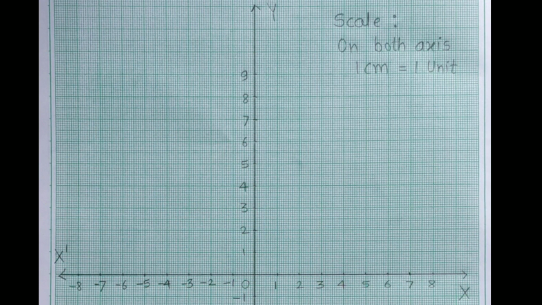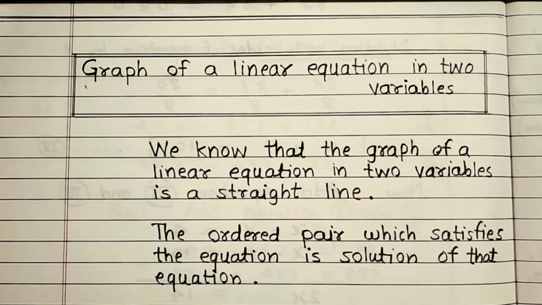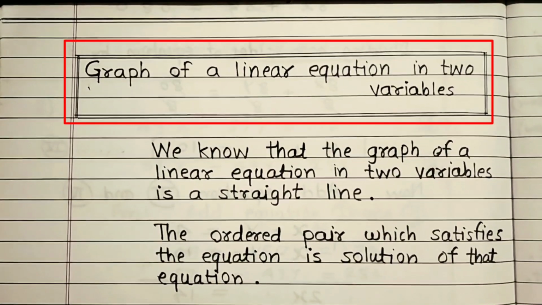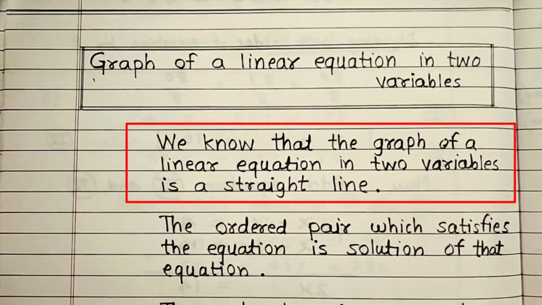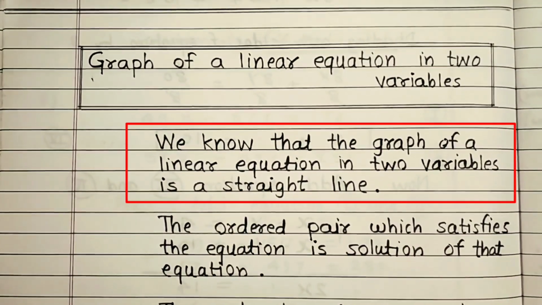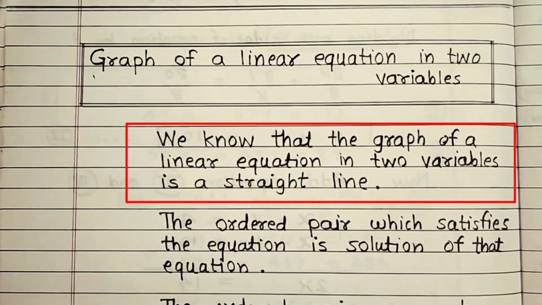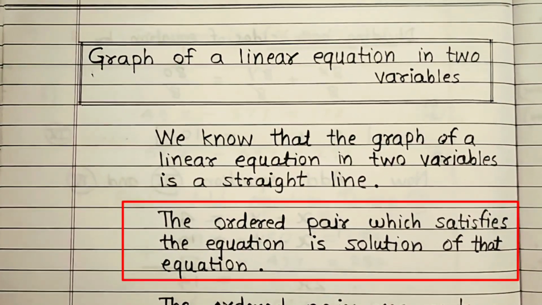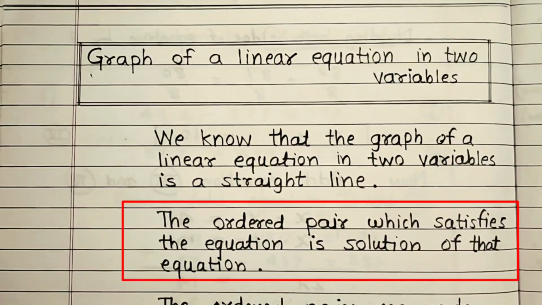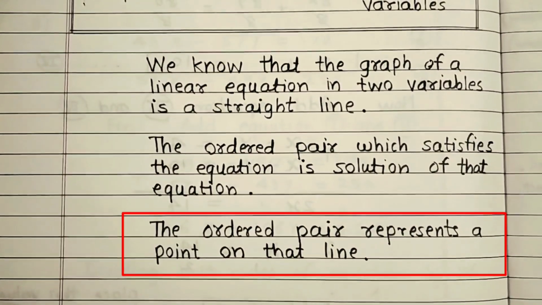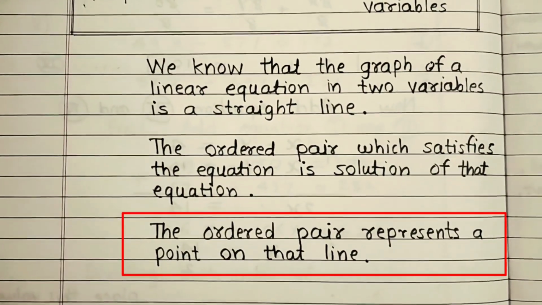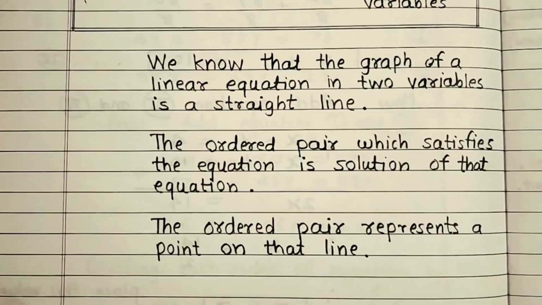Graph. Now we study graph of linear equations in two variables. We know that the graph of a linear equation in two variables is a straight line. The ordered pair that satisfies the equation is a solution of that equation. The ordered pair represents a point on that line.